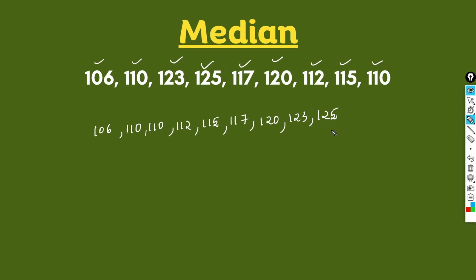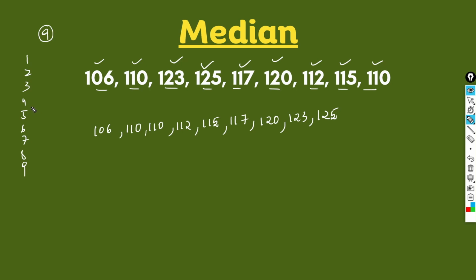Now first step is what? We put in ascending or descending order. Descending order will be the reverse of this, okay? Now let us count the number of observations: 1, 2, 3, 4, 5, 6, 7, 8, 9. So there are 9 observations.